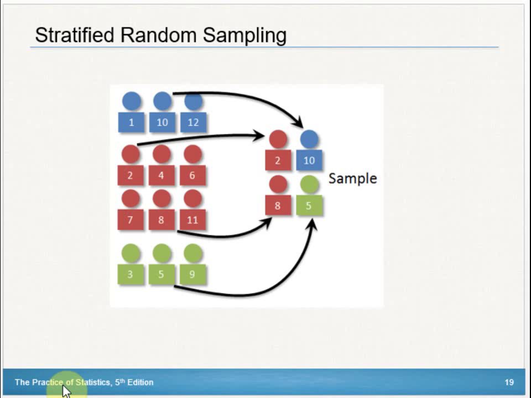So in the red group, 1/3 of the members also need to be selected, so therefore they would have 2 members in the sample. And that's their stratified random sample then.